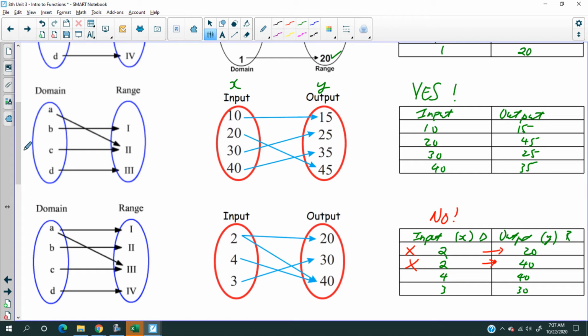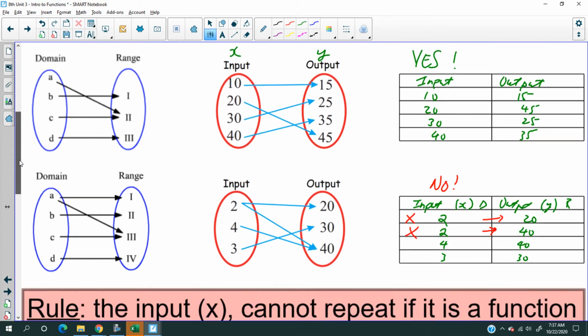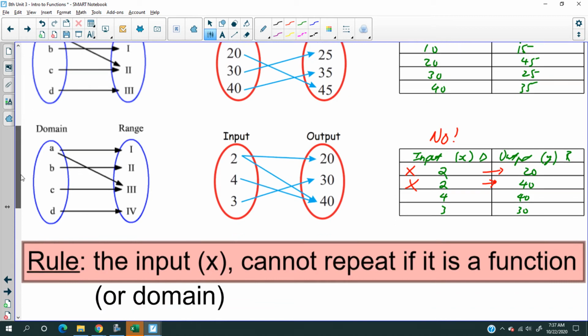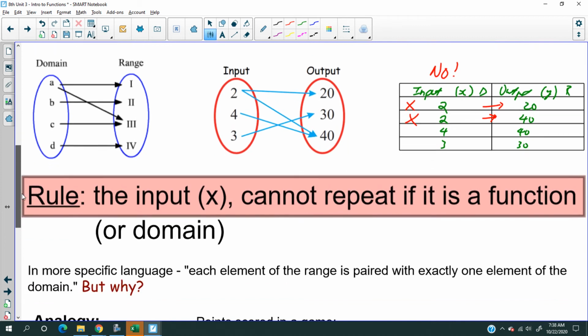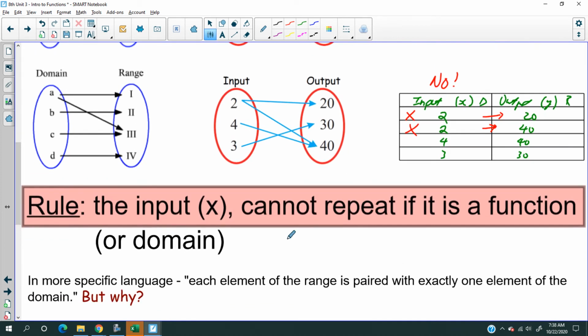All right, so now I know that you guys probably want to write something into your notebook, and you will be smart to do so. So write this down, okay? Actually, write these two down. Take a moment. Press pause if you have to right now. Copy this down. So the rule is the x cannot repeat if it is a function. The input or the domain or the independent variable cannot repeat if it is a function, okay?